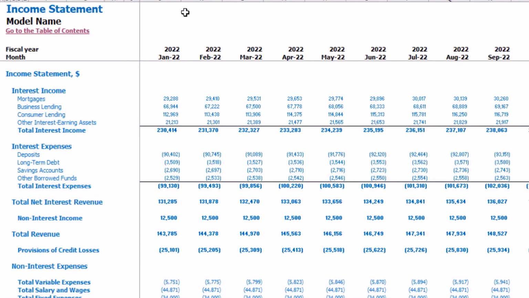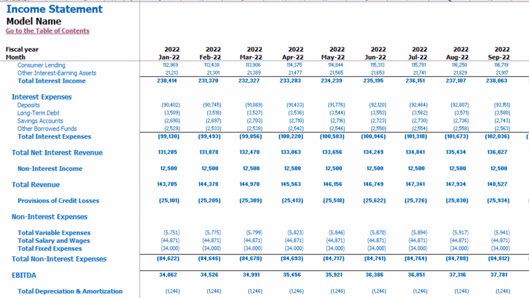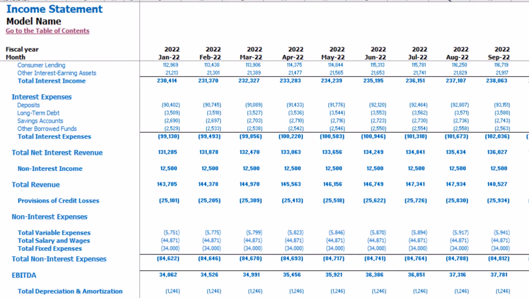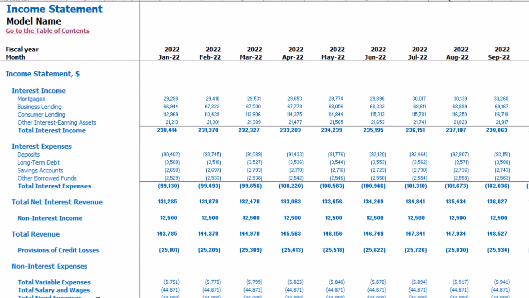The income statement or profit and loss report shows you the information about your revenue and expenses streams by months for the next 5 years. So you have the interest income breakdown, interest expenses breakdown, total net interest revenue, non-interest income, total revenue, provisions for credit losses, non-interest expenses. By clicking on this plus, you may see the utilization for the variable expenses, for salaries and wages, and for the fixed expenses. You have a total non-interest expenses, EBITDA, depreciation and amortization, EBIT, corporate tax, and net profit after tax.